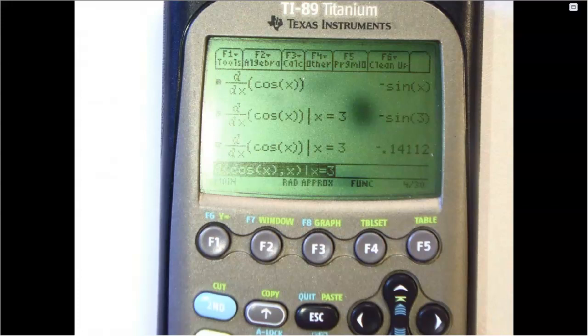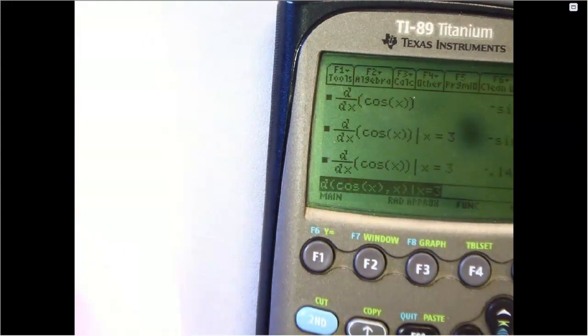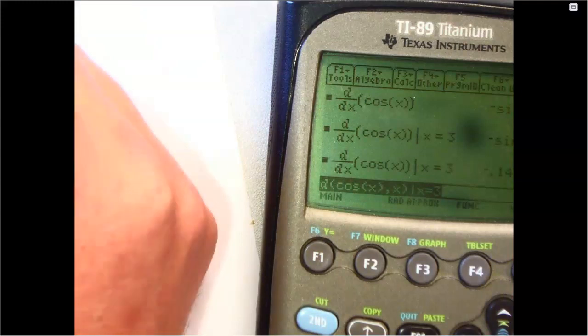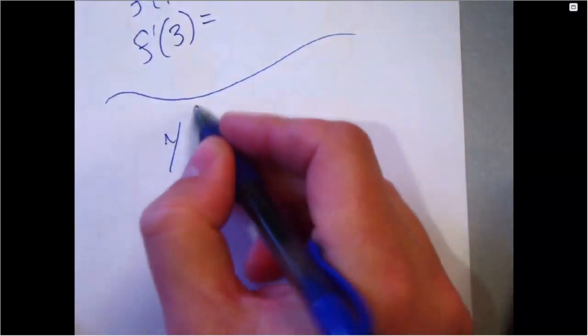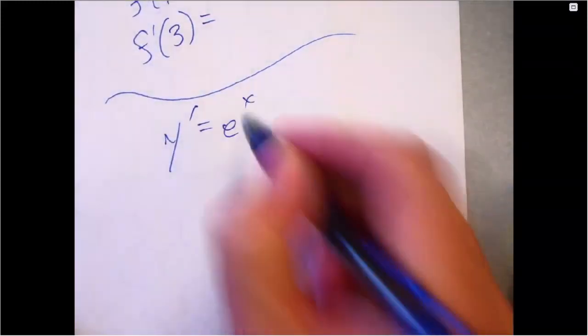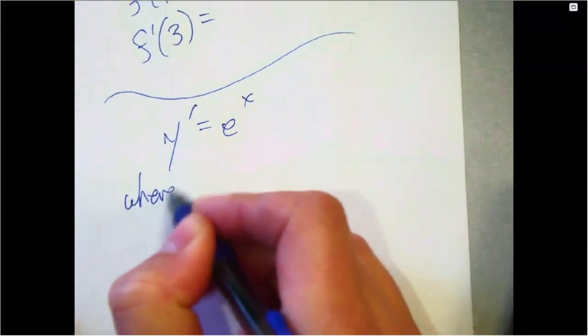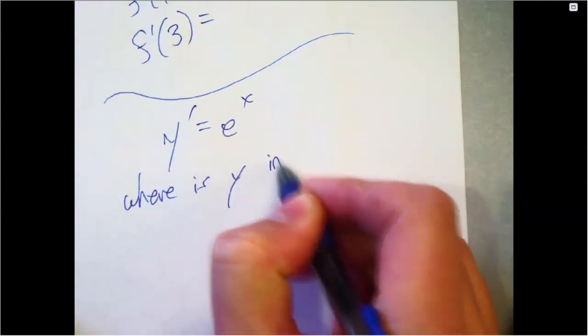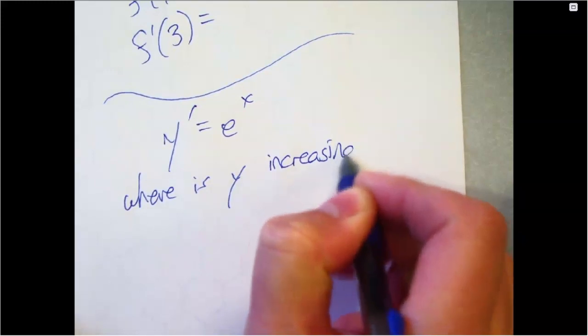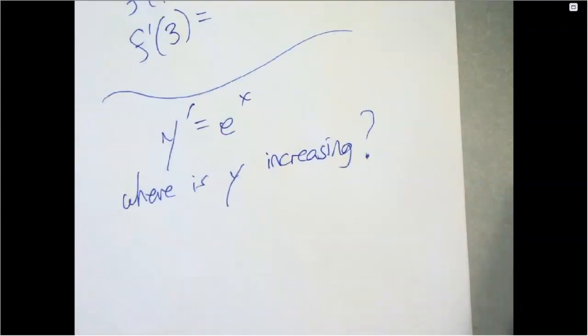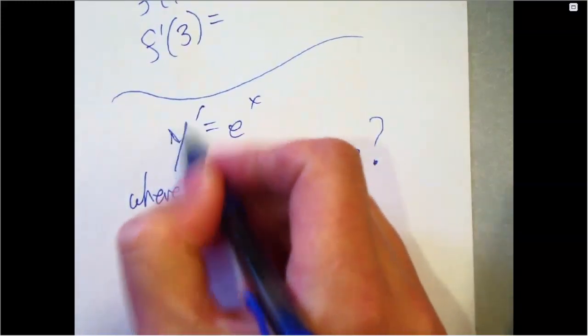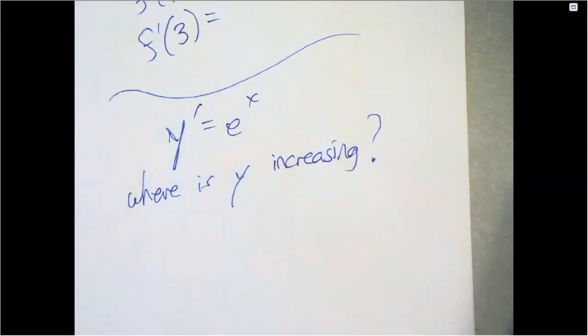Yeah. Okay. Let's say I wanted to graph, let's say this is the question: y prime equals e to the x. Where is y increasing? So we're going to graph this. I can't graph y. I mean, I could, you guys probably can too. If y prime is e to the x, what's y?